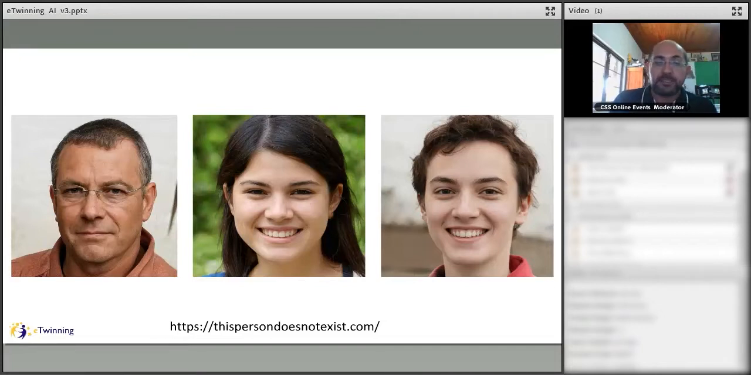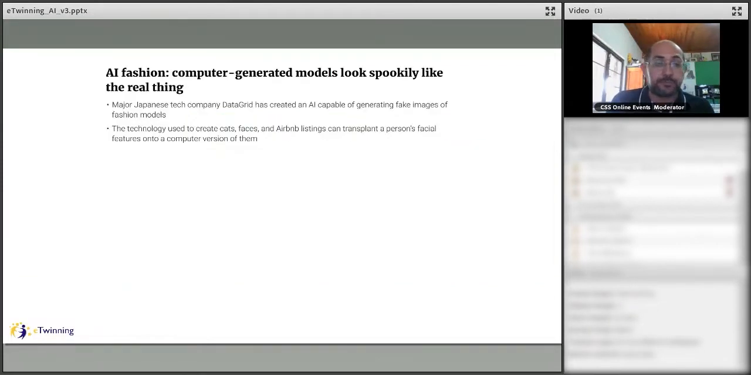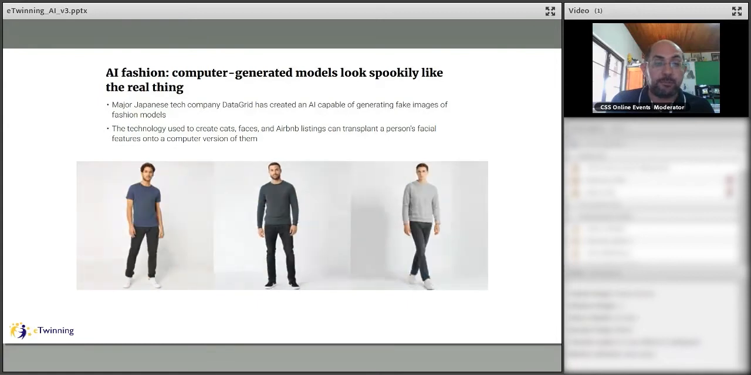Some of them, sometimes we can see there are some faults, okay? If you can see here, there is a little odd thing here that would be not normal. But the first time that you look at them, you think they are true. But no, these ones are not true. I will just move here.